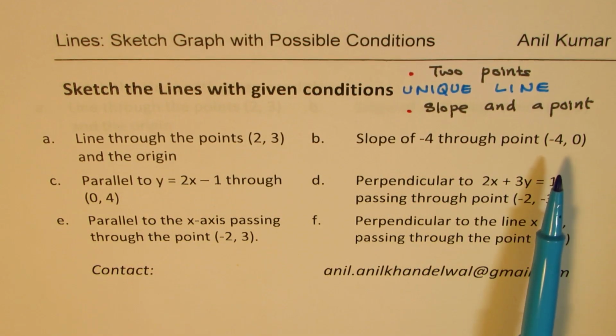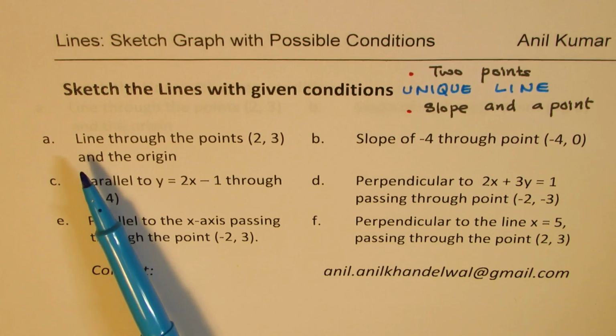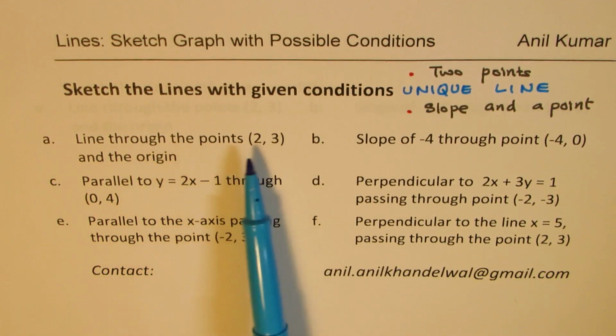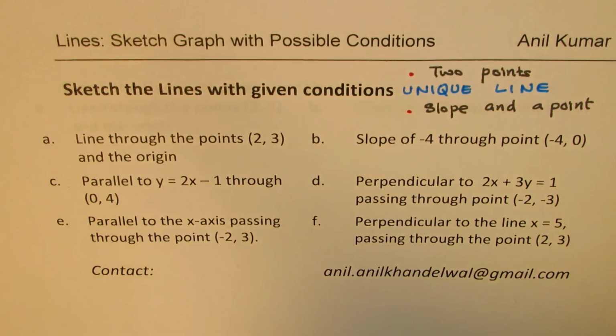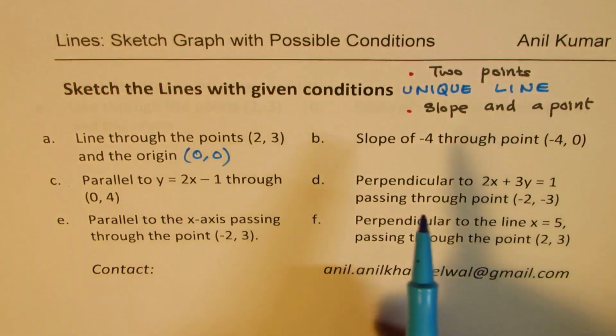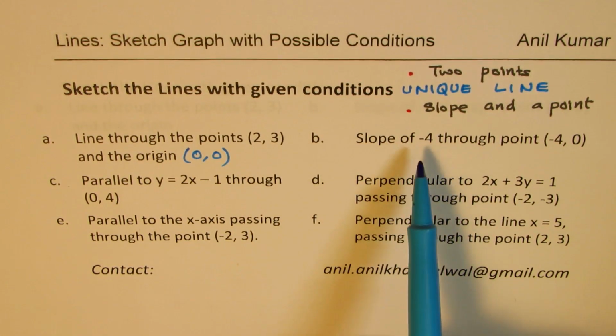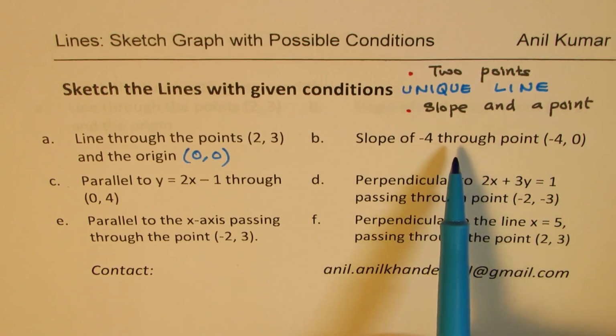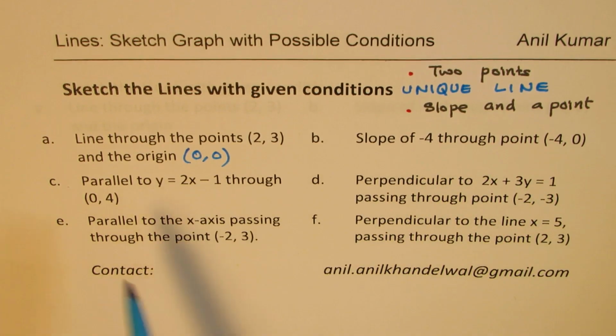slope and a point. So the first question here is, we need to sketch a line through the points 2, 3 and the origin. So when I say origin, that means the point is 0, 0. Understood? Second one is slope of minus 4 through the point minus 4, 0. So we are given the slope and the point.